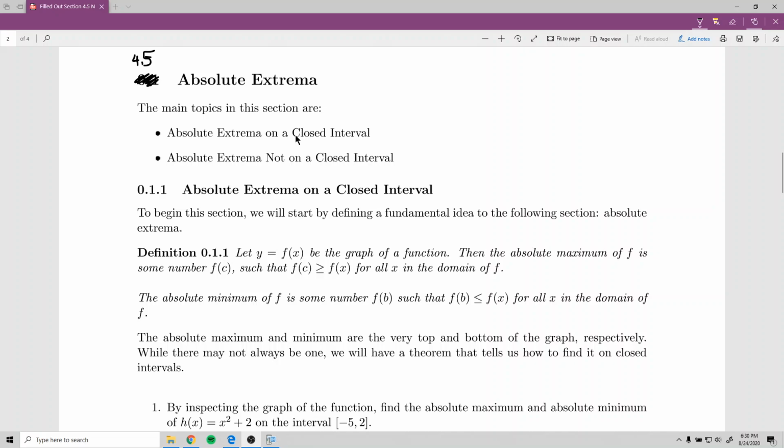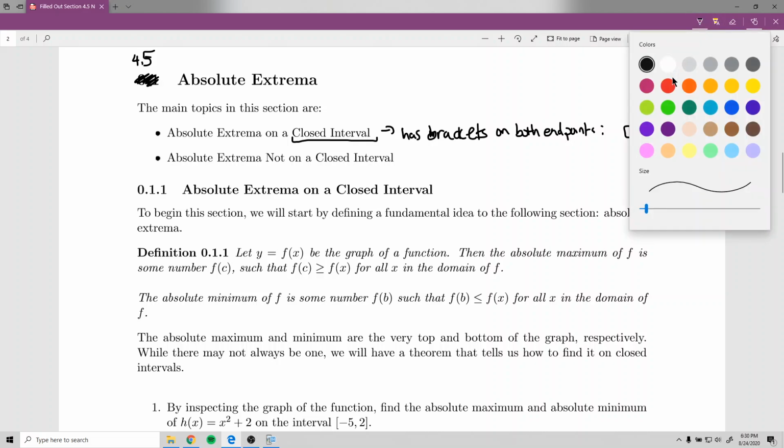Now, I may have said this word before, but a closed interval is just an interval that has brackets on both endpoints. So I'll write an example, but first I'll write in words. A closed interval has brackets on both endpoints, meaning we're including both the endpoints. Something like 1 to 7, both with brackets, is a closed interval.